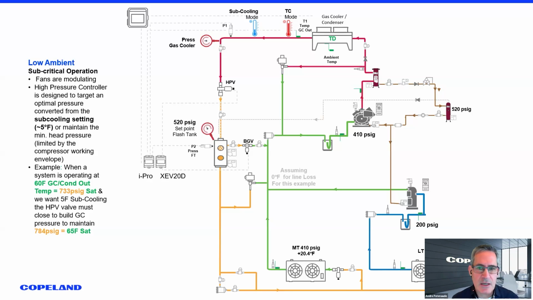So if it's measuring 60-degree gas cooler out, it's going to increase the pressure to 784 pounds, which is equivalent to 65 saturation, gaining you 5 degrees subcooling. That's what it's doing. So I just wanted to point that out.